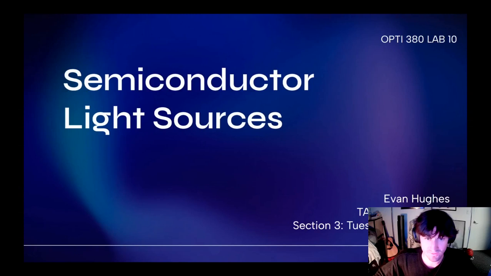Hello, my name is Evan Hughes, and this is my lab report for Lab 10 over semiconductor light sources. I missed this lab because I was making up Lab 9, but I made it up completely alone the next day. My TA is Sid Vatz. I am in Section 3 on Tuesdays, 5:30 to 8:20.